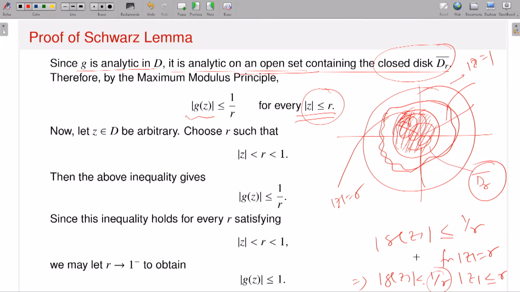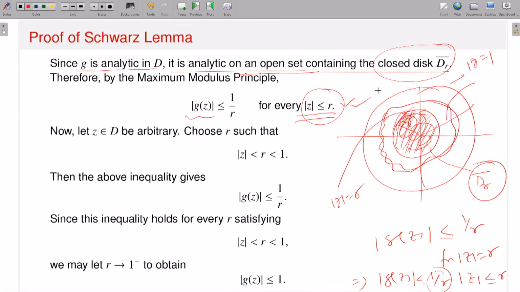So if I apply the maximum modulus principle, G is continuous on DR closure, G is analytic in the interior of DR closure, and the maximum of modulus of G is attained on mod z equal to R, where it is dominated by 1 by R. Therefore, even if I take z inside DR, that means modulus of z lesser equal to R, the same inequality should be true. That means modulus of G(z) is lesser equal to 1 by R for mod z lesser equal to R.